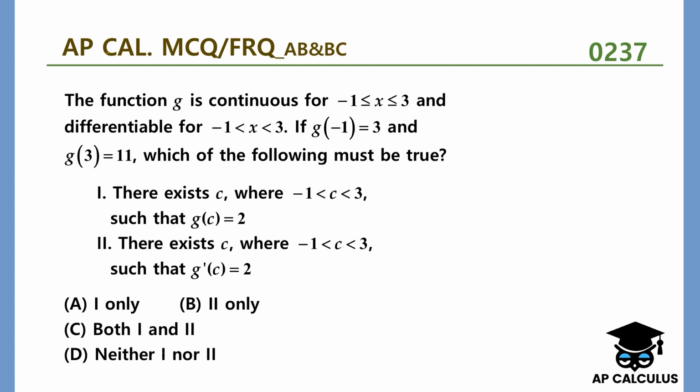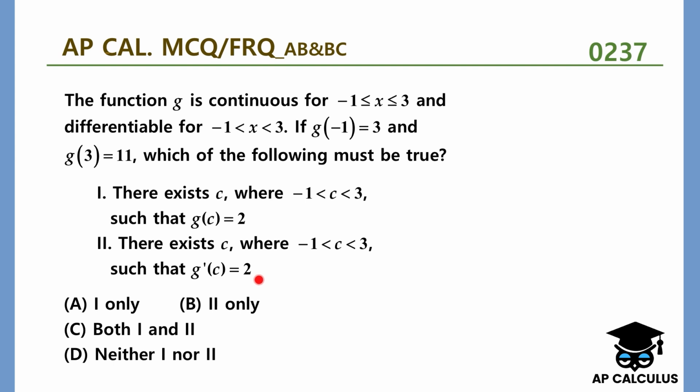Question 237. The function g is continuous for closed interval from -1 to 3 and differentiable for open interval from -1 to 3. If g of -1 is equal to 3 and g of 3 is equal to 11, which of the following must be true? Okay, let's look at part 1. There exists c where c is between -1 and 3, such that g of c is equal to 2. Part 2, we have there exists c on the same interval such that g prime of c is equal to 2, right?